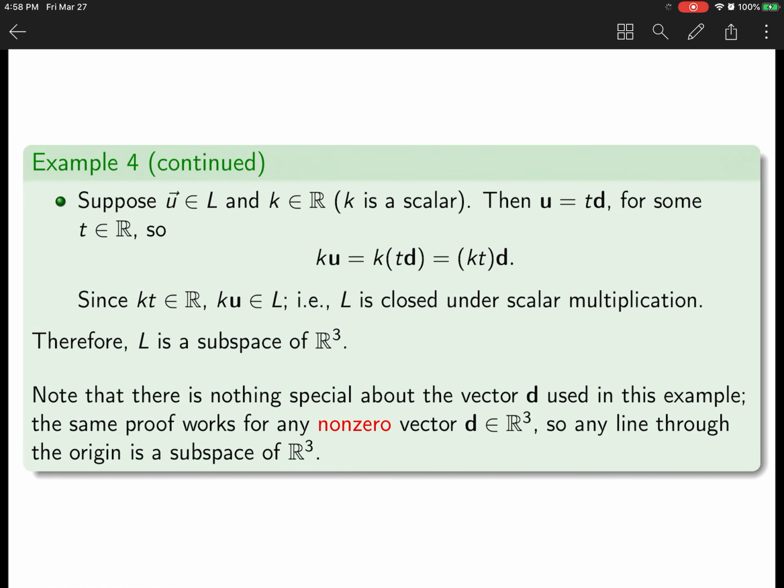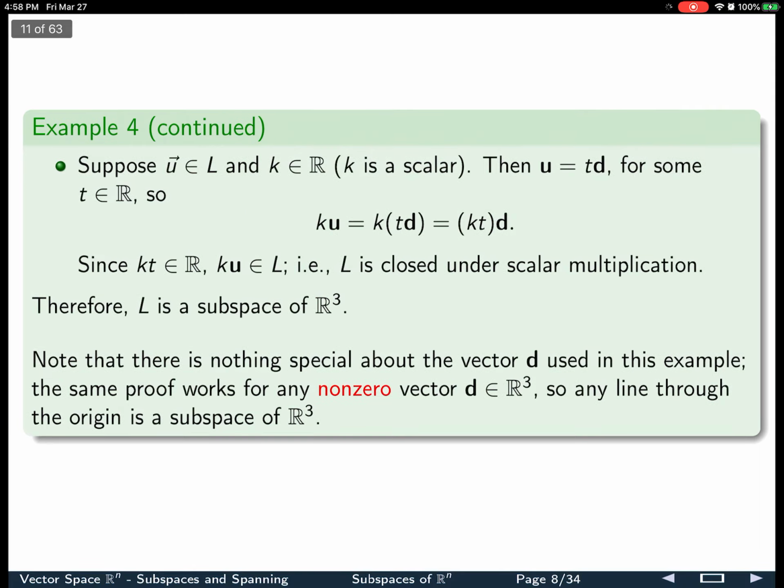And here's the scalar multiplication version. Whenever you multiply a vector, it stays on the same line of vectors. Keep going.